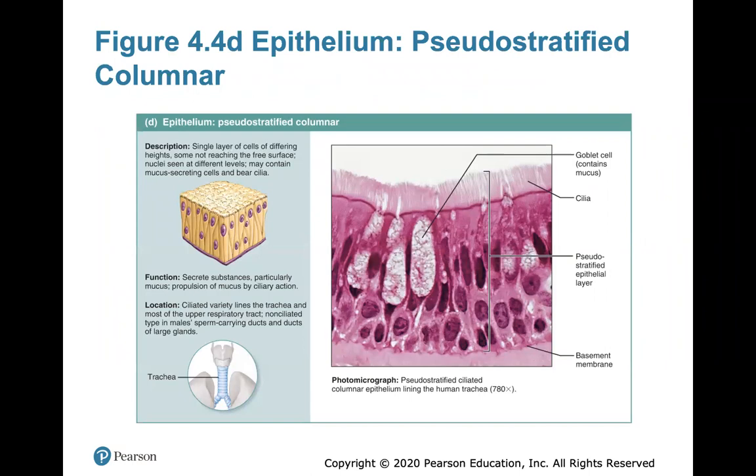And here's a great look at pseudostratified ciliated columnar lining the human trachea. Here's the cilia, which are involved in the movement of mucus. So it'll trap anything harmful that you could be breathing in and then pass it along. Here are the goblet cells containing the mucus that will be secreted. And then you see the pseudostratified. It looks like there are several layers of cells, but you'll eventually see there's one nucleus for each cell and it all attaches to the basement membrane.